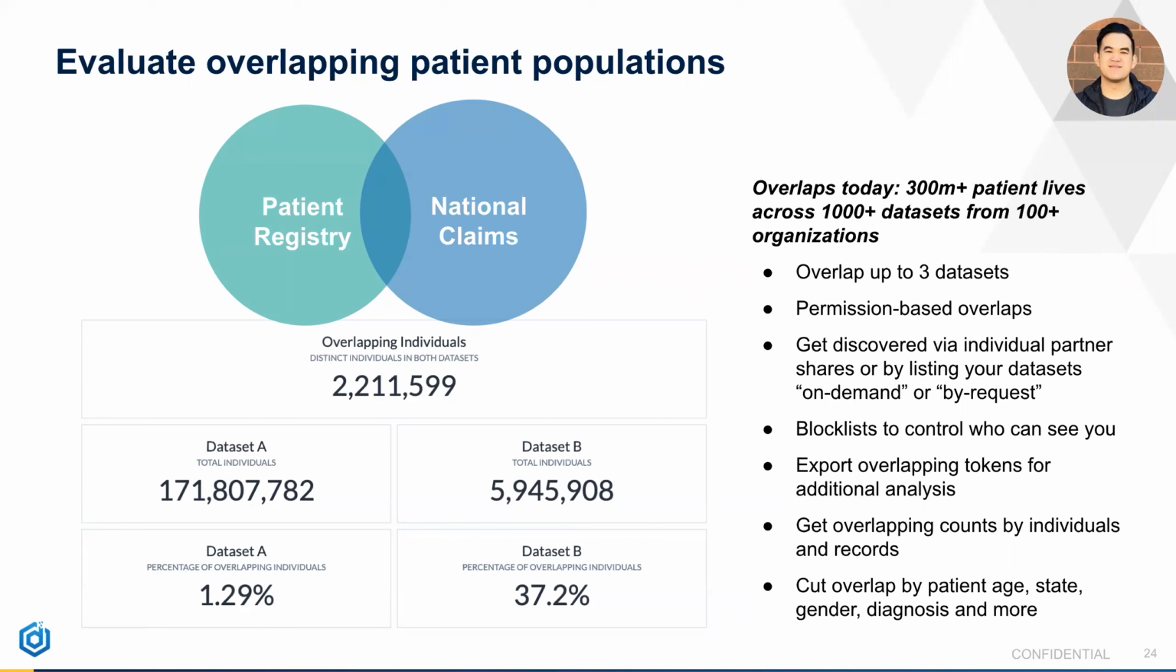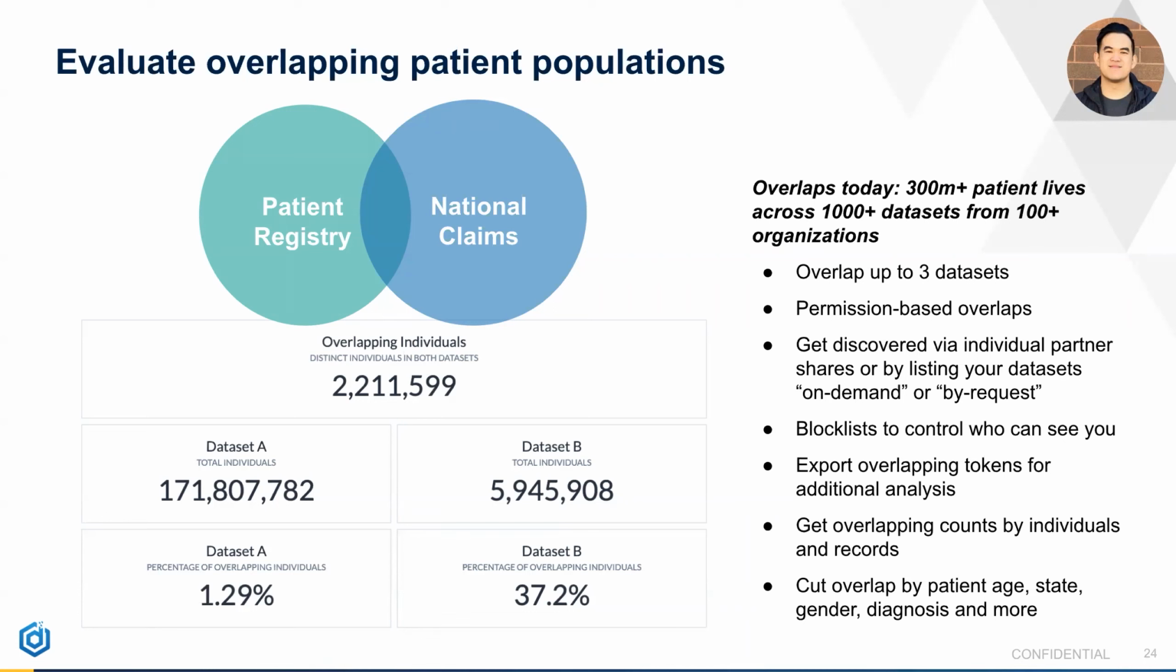And to date, over 300 million patient lives across over 1,000 data sets belonging to over 100 organizations have been overlapped using this tool. For sources specifically, potential buyers can quickly assess the overlap between their own data and yours, thereby reducing the back and forth required for data diligence and accelerating the path to partnership. Further accelerate this process by enabling your data sets as on demand, which will allow partners not on your blacklist to immediately run an overlap on your data set on demand.